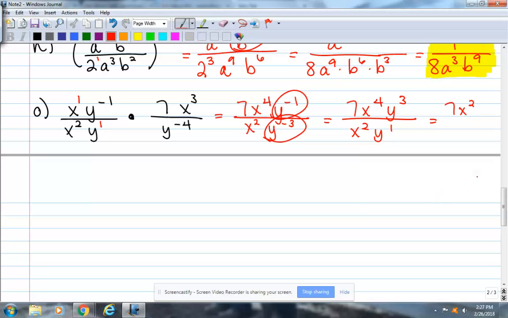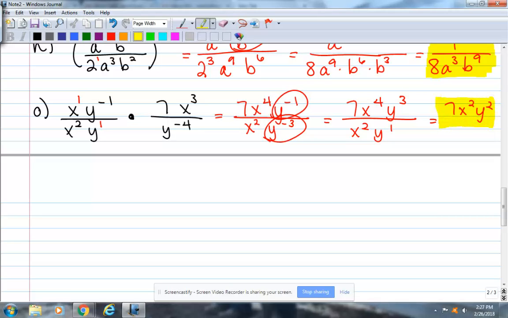So do I put y squared on top or bottom? Because that's where the big kid was. And it's a whole number, so I don't have to put it over 1. So it's okay to leave an empty denominator, but if you have an empty numerator, put a 1 in it. So that answer is 7x squared y squared.